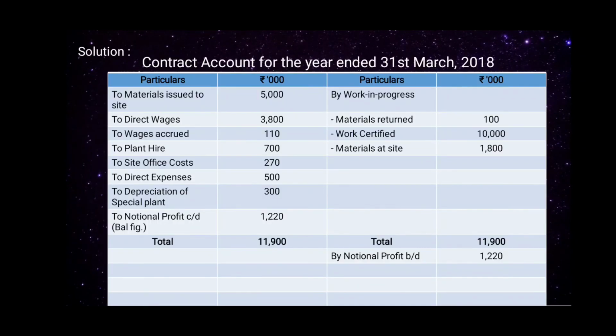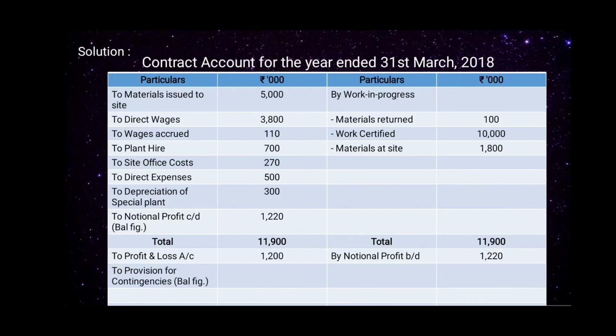So we'll record it in contract account. To profit and loss account, amount was 1,200 and the balancing amount, that is rupees 20, will be transferred to provision for contingency. So let us take the total of both the sides. So the amount is 1,220.